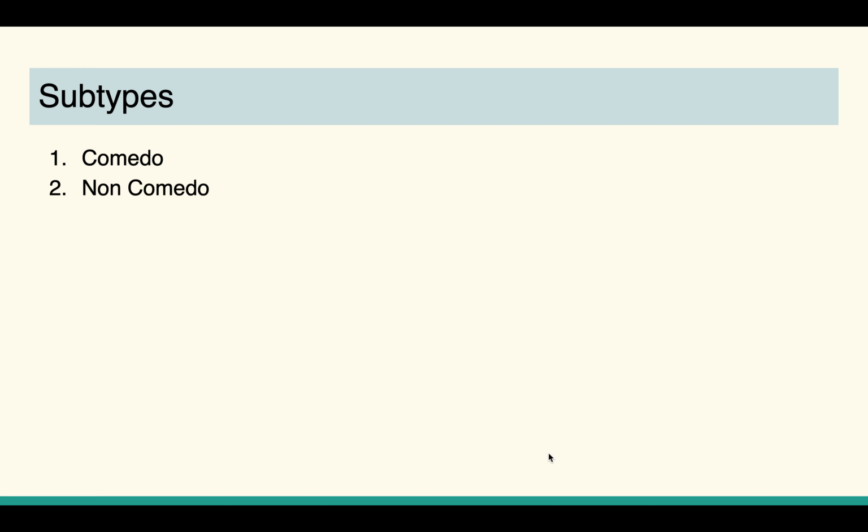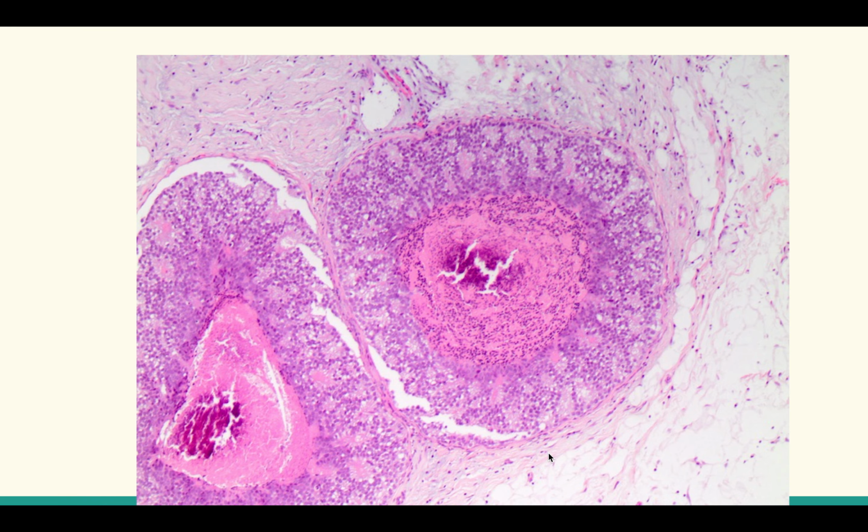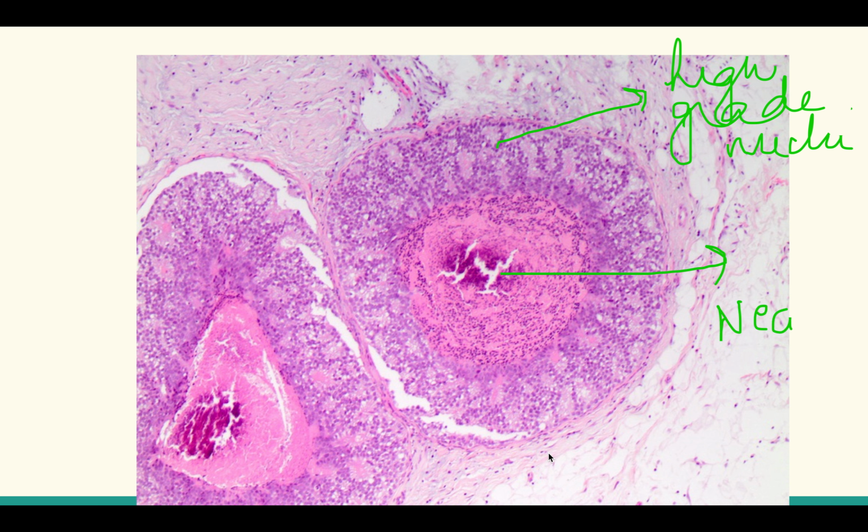The subtypes of ductal carcinoma in situ are two: comedo and non-comedo. Going to the comedo type, there are two very important features. First, the cells present here should be high grade, with high grade nuclei. Secondly, the central area should have necrosis, which is known as comedo necrosis. This is a morphological pattern, how it looks. You should have high grade nuclei and necrosis. This is known as the comedo pattern in DCIS.